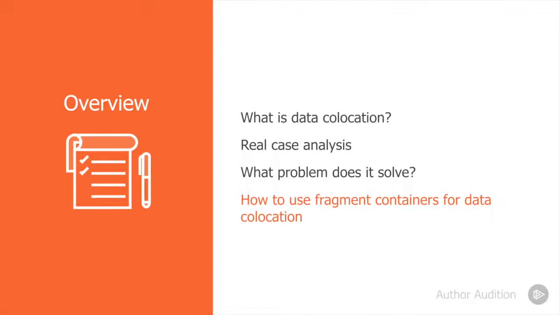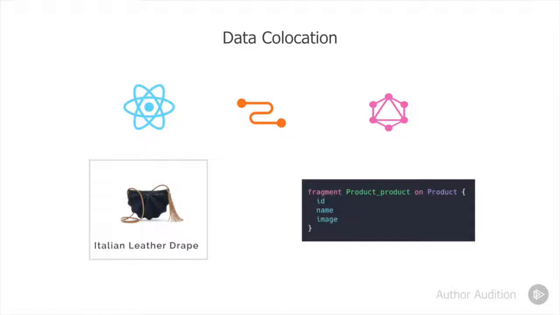JavaScript code using Relay. Data colocation is declaring the data that you need beside your component, maybe even in the same file. Here we have a React component that renders a product, the image of the product and also the product name. Besides it, in the same file, we have a GraphQL fragment declaring that we need parts of the product type of the GraphQL. Here we have name, image and ID of the product, and Relay makes sure the components get this data at runtime.